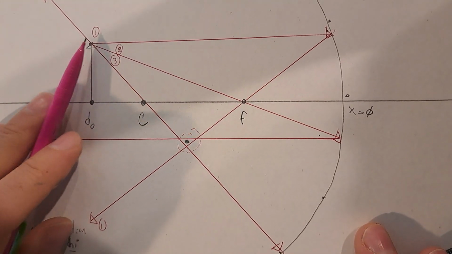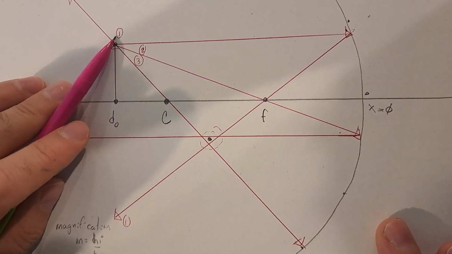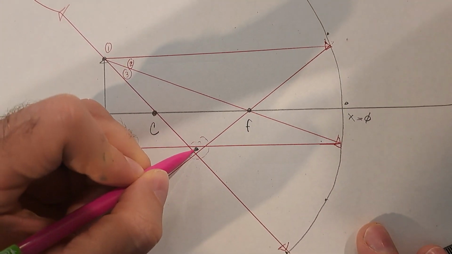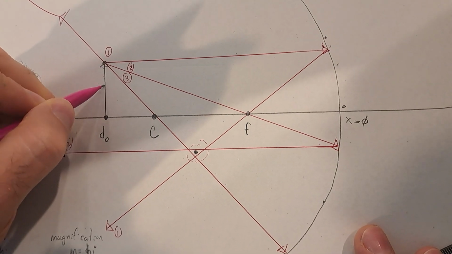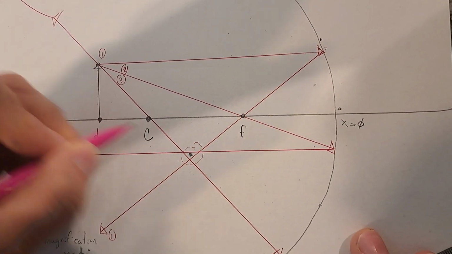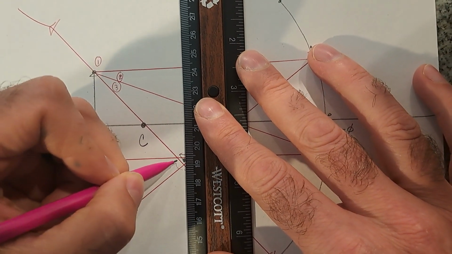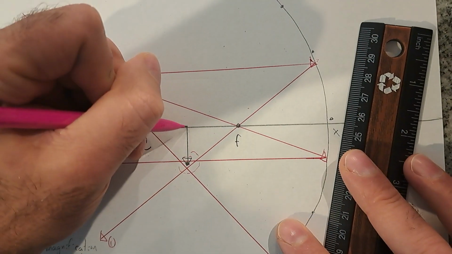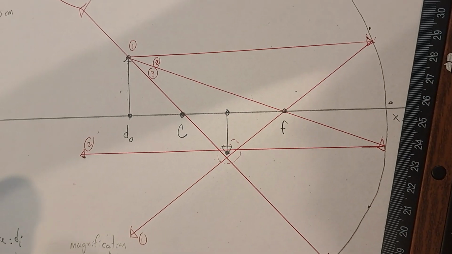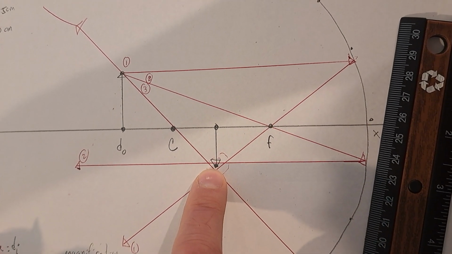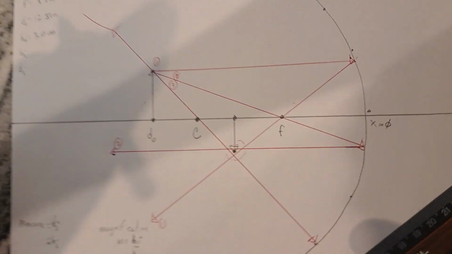And now keep in mind that the image that's being recreated here is not the entire arrow, it's the tip. So if we were to do this on every point along this arrow, what we would get is an upside down arrow at that point. So there's our image. Okay, now we got to do some more measuring.